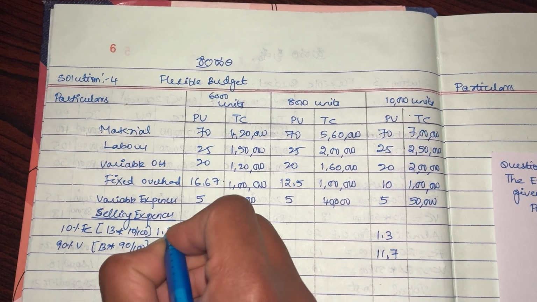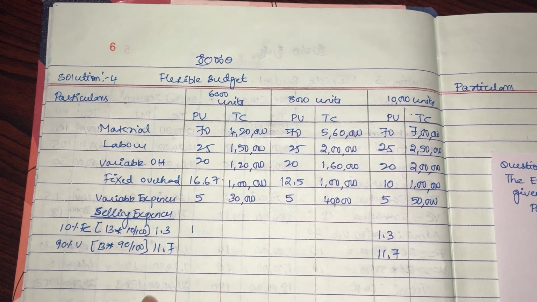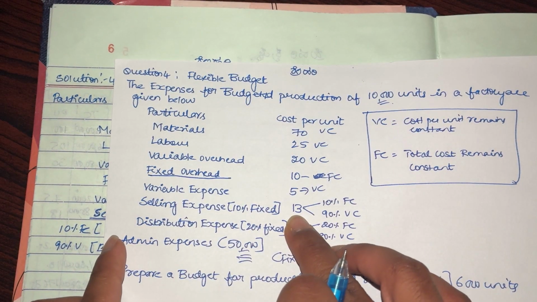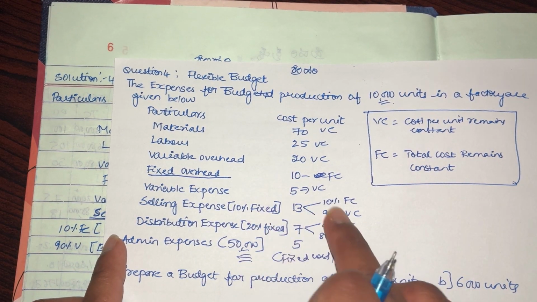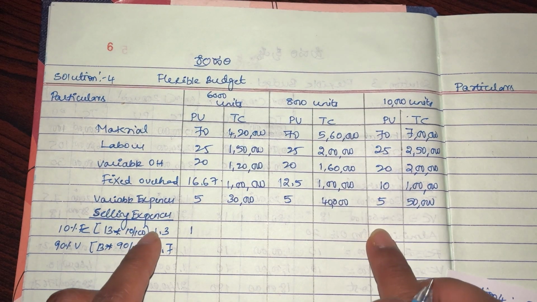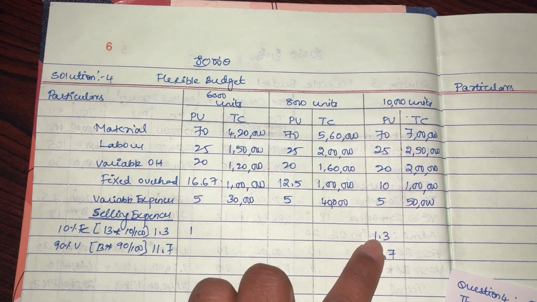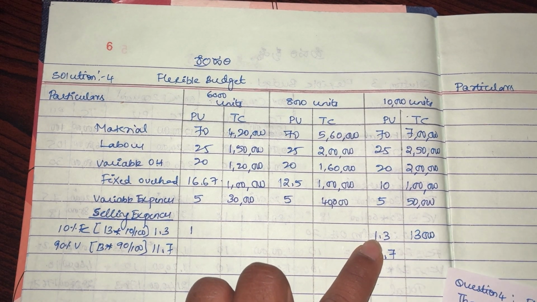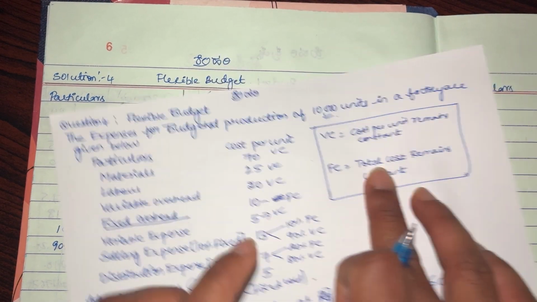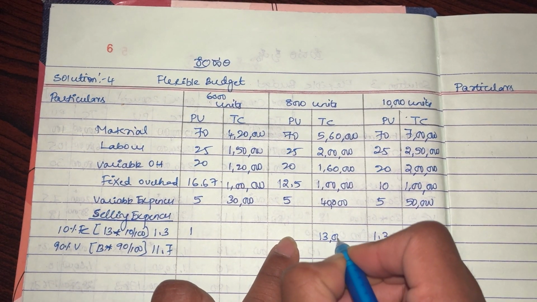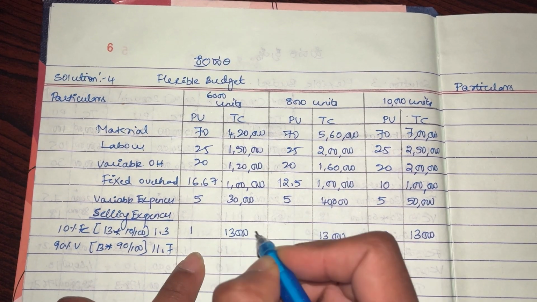Keep this in mind: 1.3 and 11.7. Guys, please do remember why I am writing in this column: whatever the 13 rupees of segregation given for 10% fixed and 90% variable is for 10,000 units. So I have recorded it for 10,000 units. So fixed cost 1.3 into 10,000 units will come to 13,000 rupees. As you already know, in the case of fixed cost, total cost remains constant. What is total cost? 13,000. So irrespective of number of units, 13,000 will remain constant.